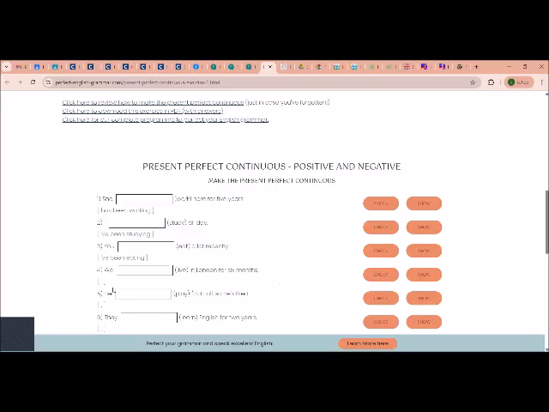Yes, that's correct. Not 4, 5. Sorry, I see that it's already answered. It would be number 5. He has been playing football, so he's tired. Good. All right, so let me scroll back up.